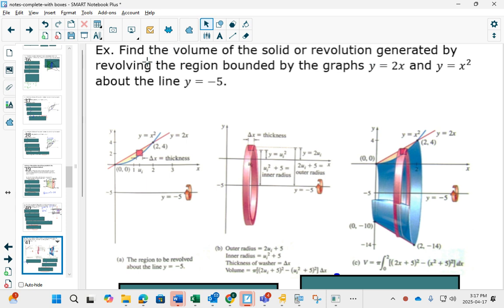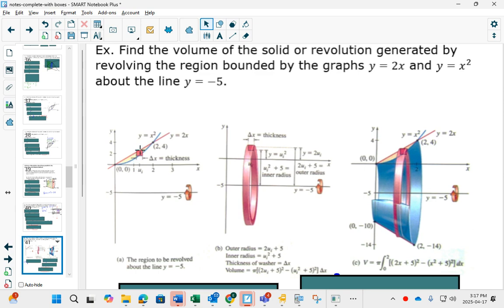First of all, we're revolving the region bounded by the graphs of 2x and x squared. So this first picture here shows you the 2x line in red and the x squared line in blue. And we have this thin little yellow part in between. Now we're going to rotate that around y equals -5. Can you see that that would increase your radiuses by 5?